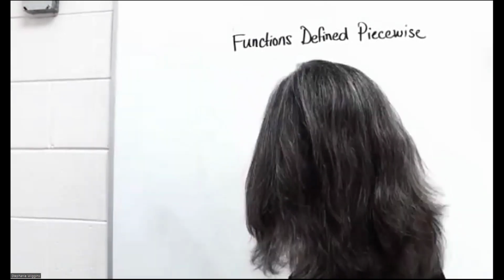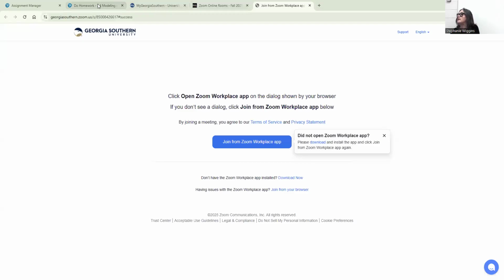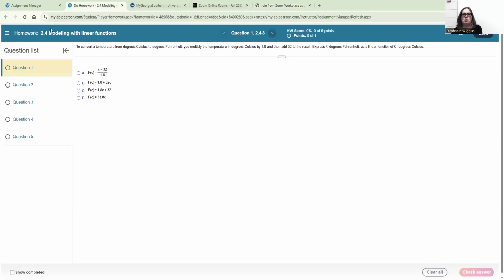Okay, we're now talking about functions defined piecewise. Now I want to take a look at some homework problems, and I'm going to share my screen. We're doing some math modeling here. We're going to find functions to model certain given situations. So if I share my screen, we're going to go to homework 2.4.